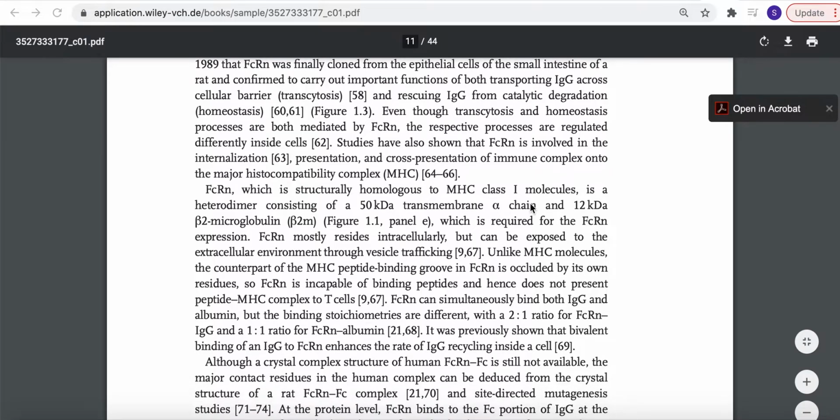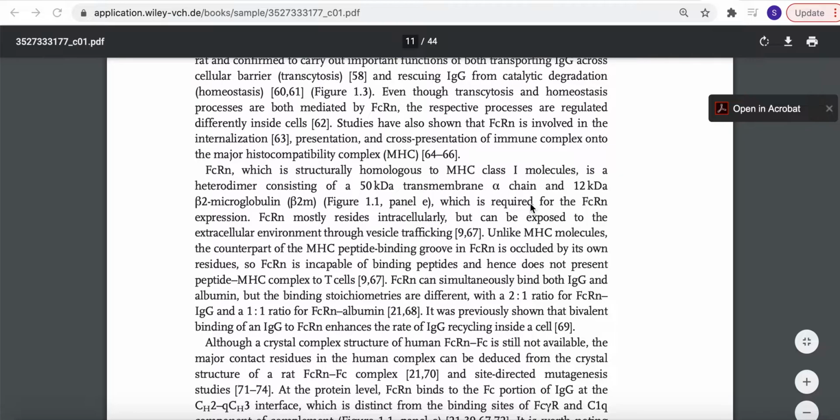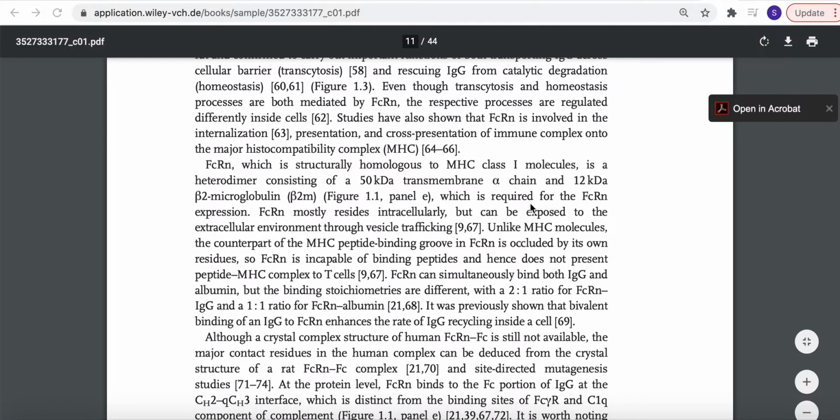FcRn, which is structurally homologous to MHC class I molecule, is a heterodimer consisting of 50 kDa transmembrane alpha chain and beta-2 microglobulin, which is required for the FcRn expression. FcRn mostly resides intracellularly but can be exposed to the extracellular environment.